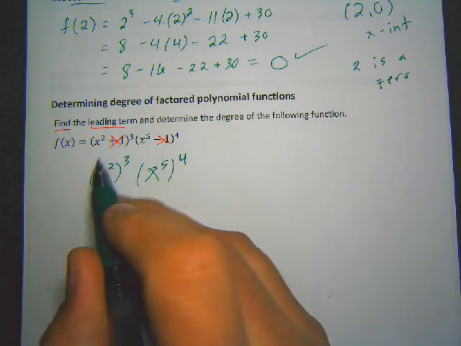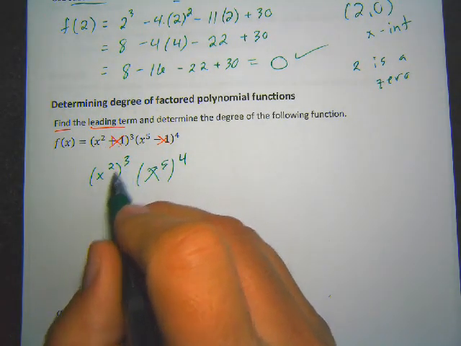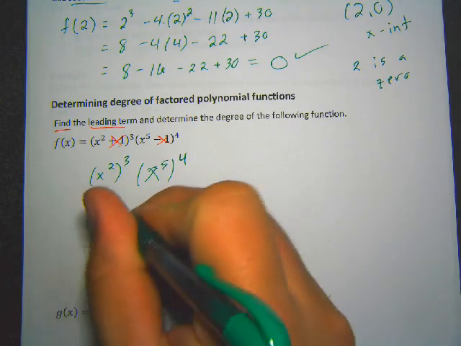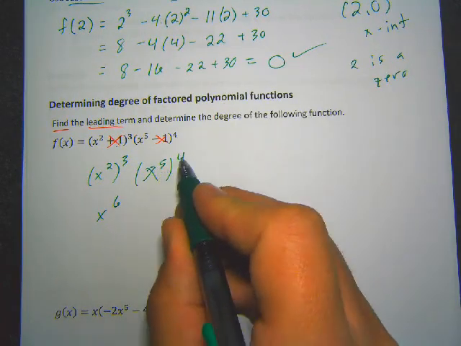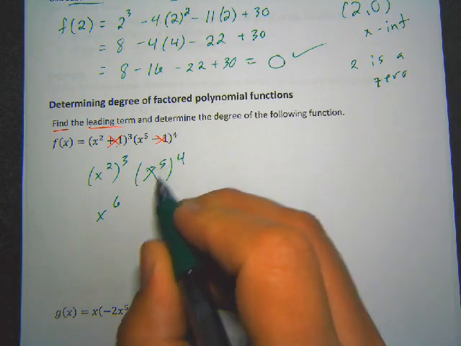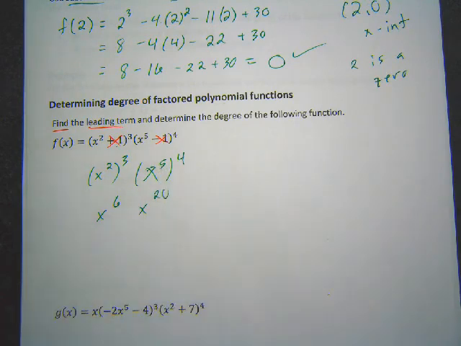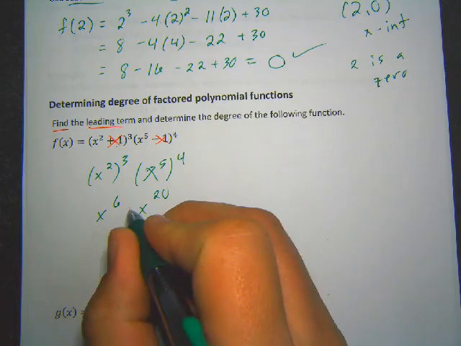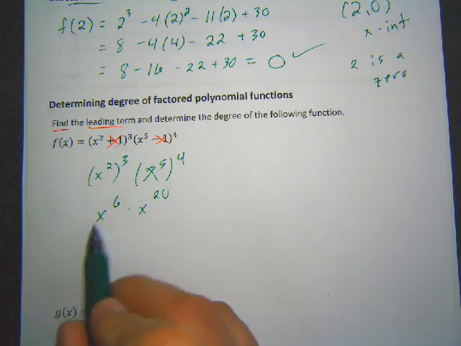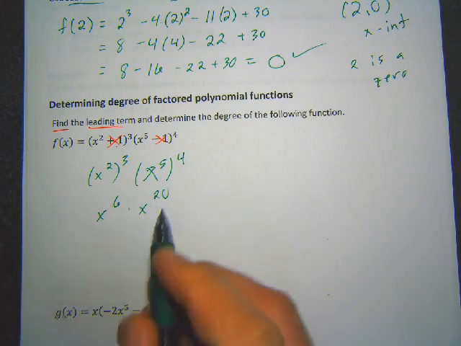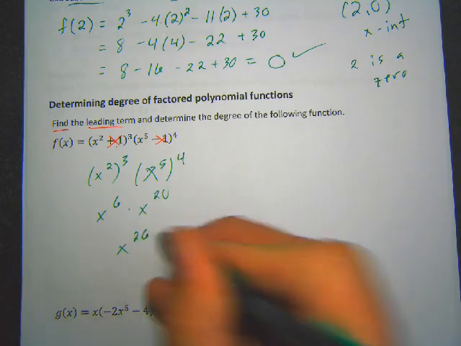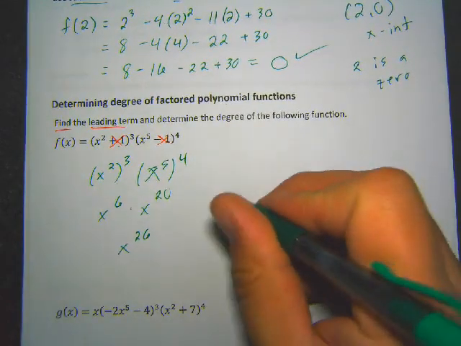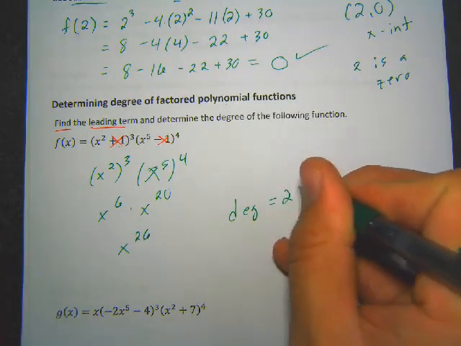Here, remember that when you have a power to a power, you multiply the powers. So x squared to the 3rd becomes x to the 6th. X to the 5th to the 4th: 5 times 4 gives us x to the 20. So a power to a power, you multiply the powers. And when you're multiplying two things with powers like this, you add them up. I have 6 x's here, I have 20 x's here. Total, I have 26 x's. So the degree of this one is 26.